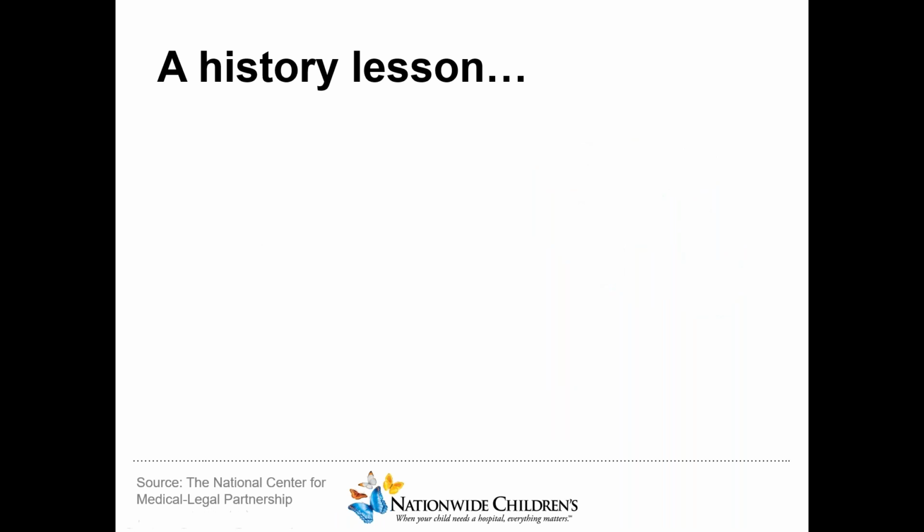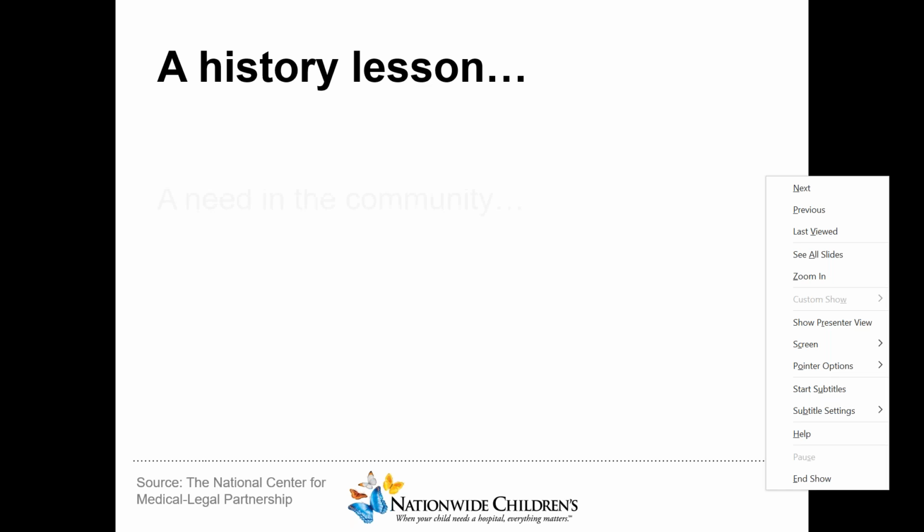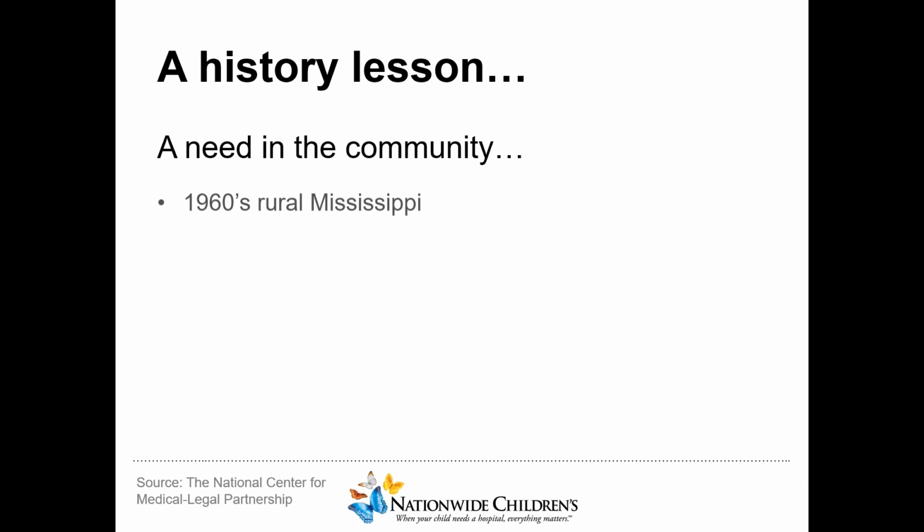Okay, so I thought we would start with an origin story. Back in the late 1960s, a doctor by the name of Jack Geiger hired an attorney to work at the nation's first federally funded rural healthcare center in Mississippi to assist with patients' food and housing concerns. Now, Dr. Geiger had recognized a need in his community, a need that the medical model may have been missing, but could be aided by the law.